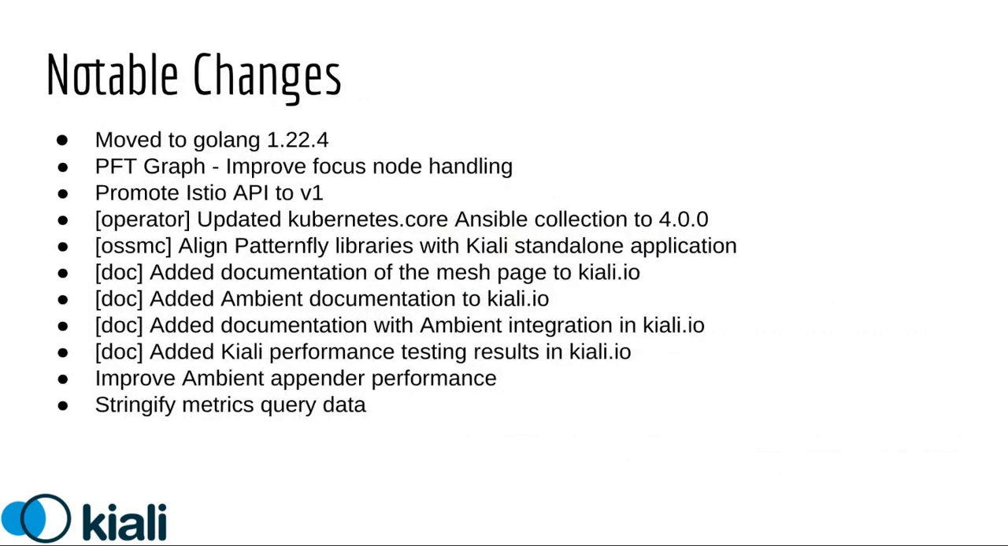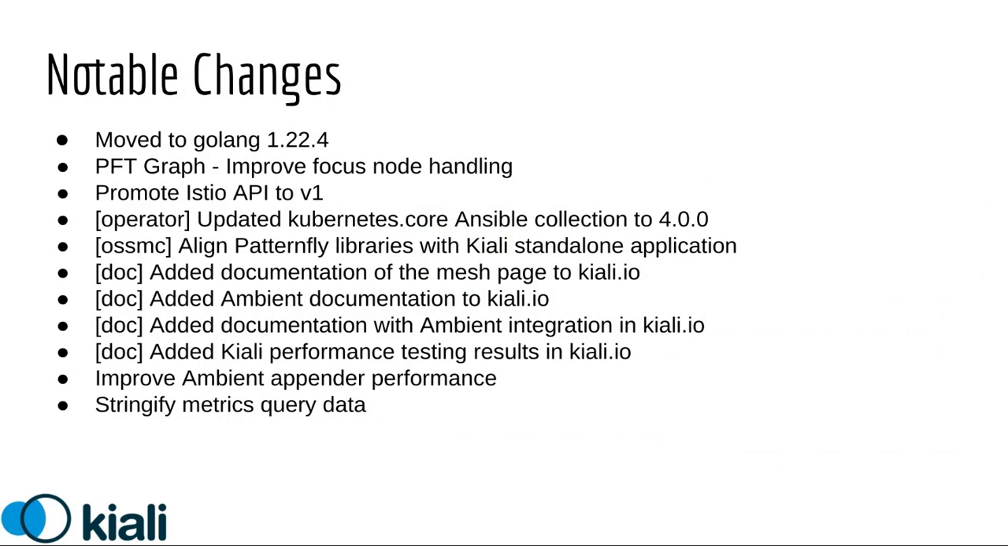So those were the main features which were implemented in this sprint. So now going to the list of some notable changes which were also done. In this sprint, we moved to the Golang 1.22.4 version. It was smooth. And on Patternfly Graph, the focus node handling was improved.